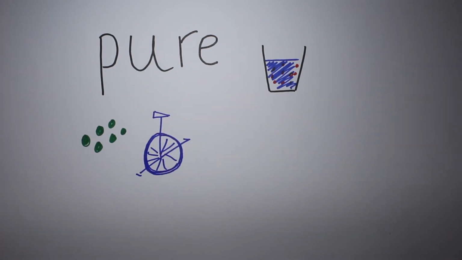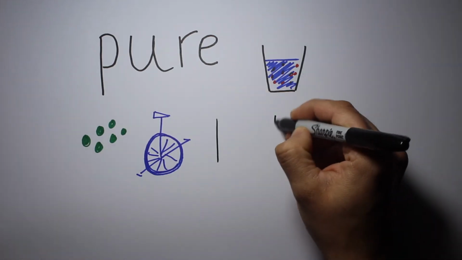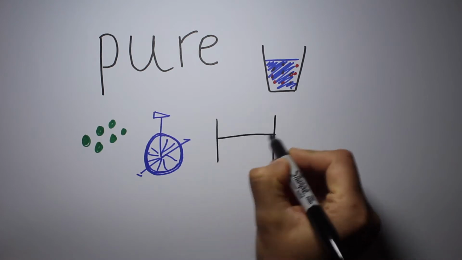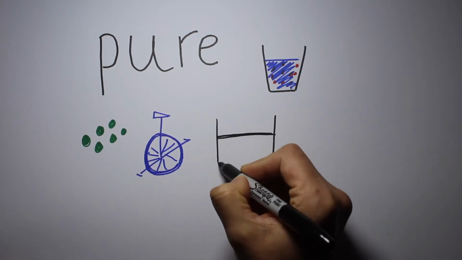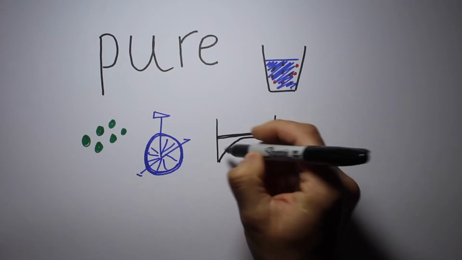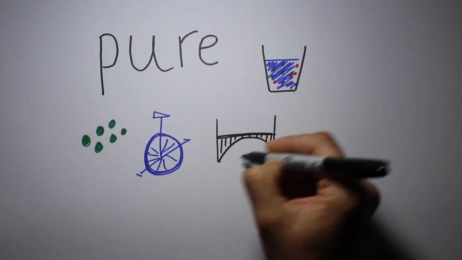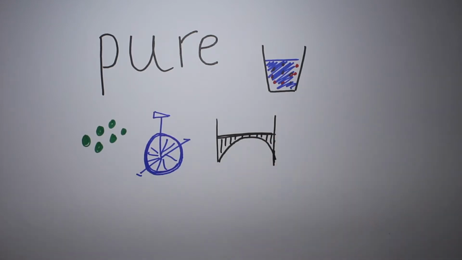The next one is R. We can use a word which starts with the R sound. This is a bridge, and underneath the bridge there's this curved structure. This curved structure is called an arch.